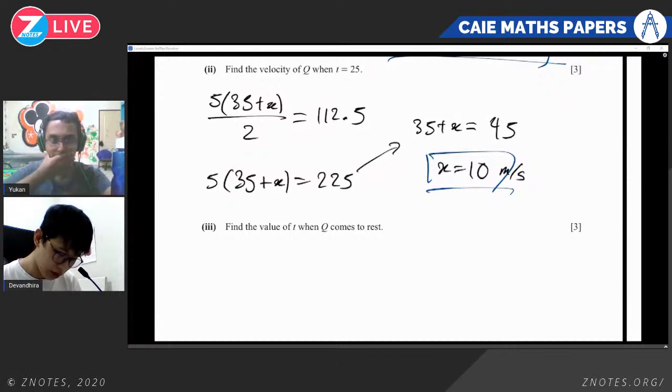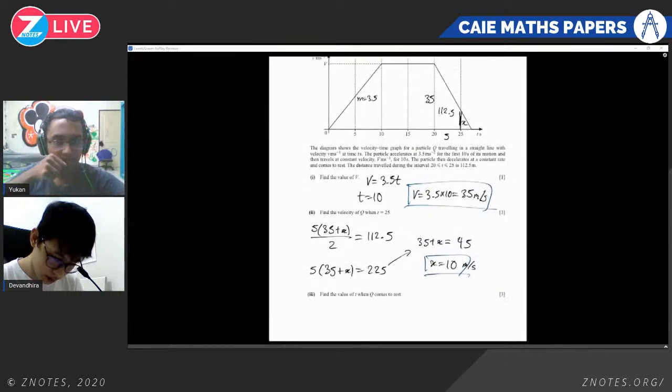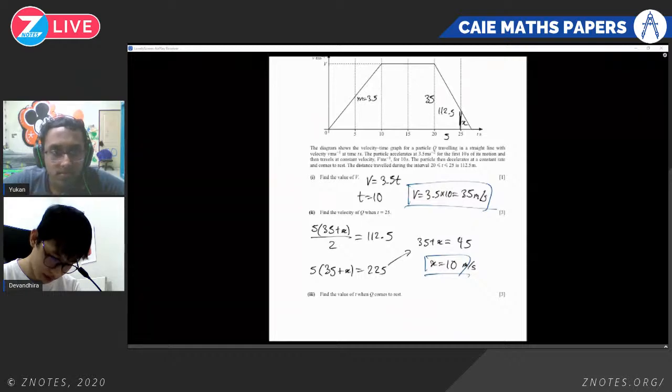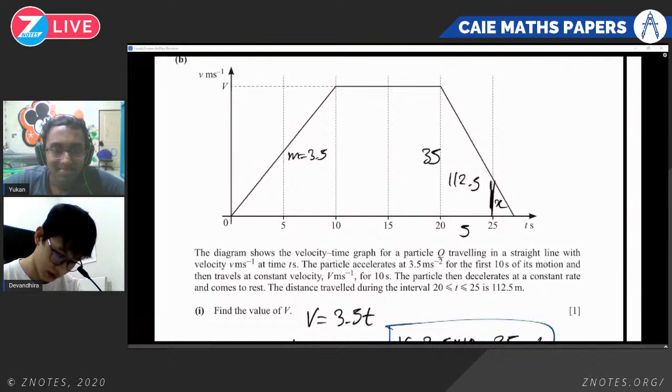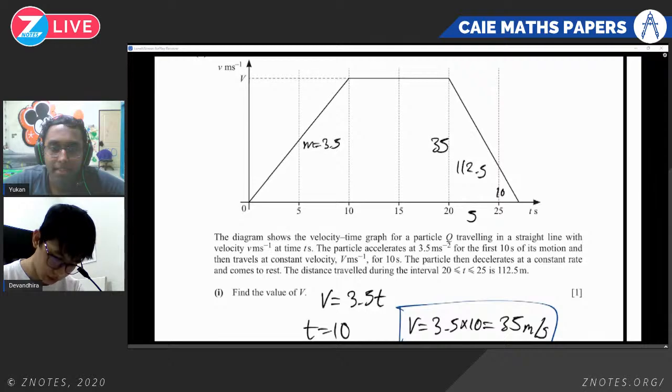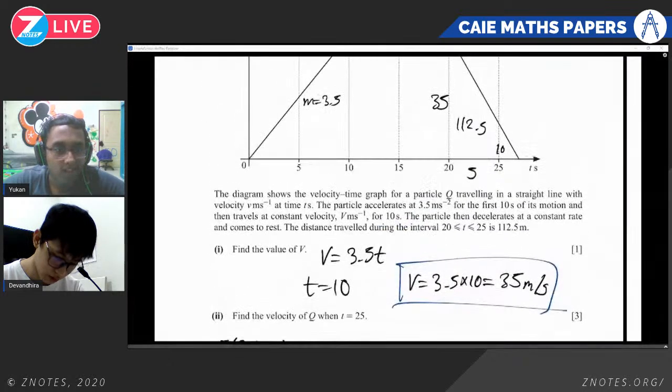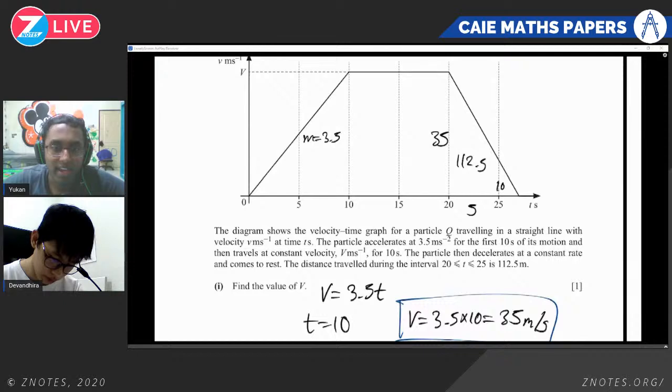Find the value of t when Q comes to rest. How can we do that? The particle Q comes to rest. So over here, you can use the gradient, because now that you know the difference in height, you can find the deceleration, and then you know that your change in speed over time is your deceleration.